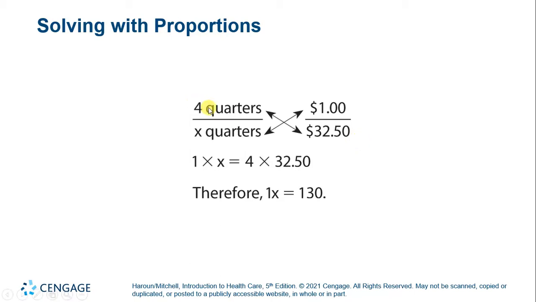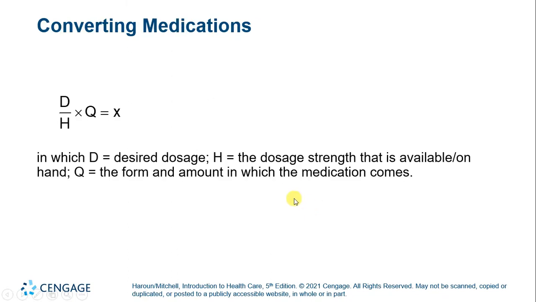If you know that there are 4 quarters in $1, how many quarters are in 32.50, and you cross multiply. So that would be 1x equals 4 times 32.50. The answer is 130.